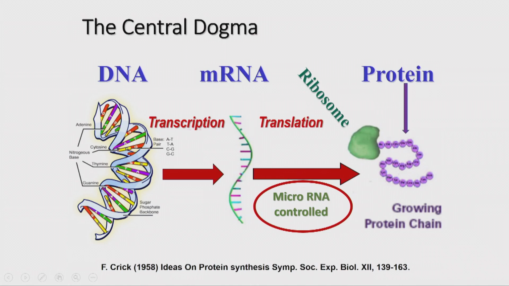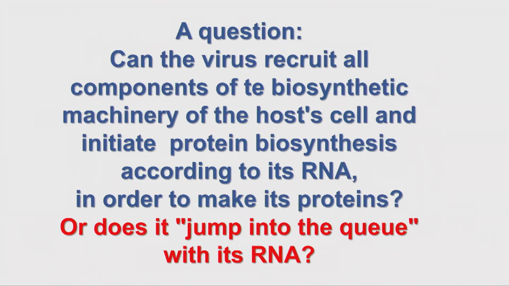So I cannot finish this presentation without asking you a question that excites me. What happens when a virus comes into a cell? Can it recruit all the components of the biosynthetic machinery of the host, the initiation factors, the protein biosynthesis, the RNA? Can it do this? Can it combine the ribosome from its two subunits? Or does it just jump into the queue using its RNA? What do you think really happens? I have the question in another way, but it's not important, and I want to thank you.